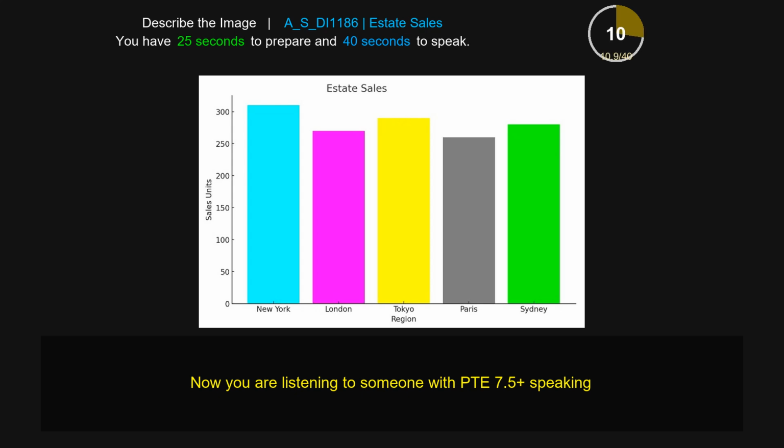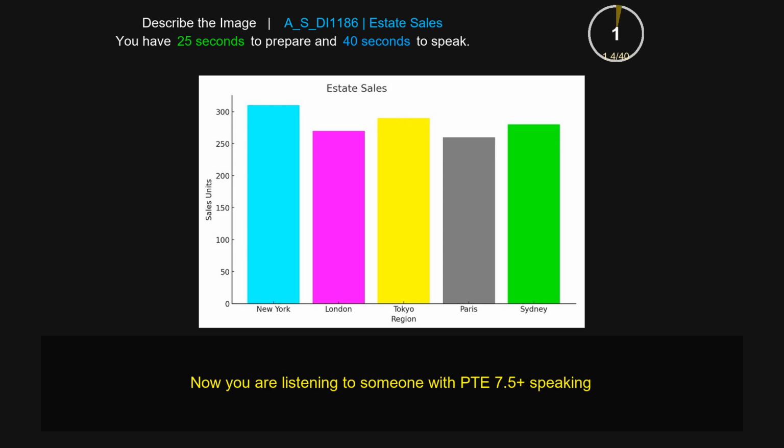On the y-axis are the sale units, such as 50, 100, 150, 200 and 300. The highest rate is 300 and the lowest rate is 50. Several colors in the picture are pink, yellow, green, and parrot green. I think this is enough. Lastly, the picture gives information about the estate sales.